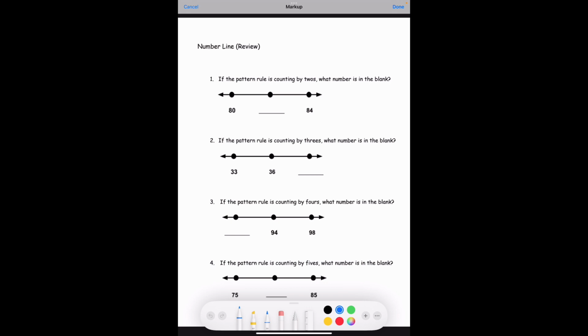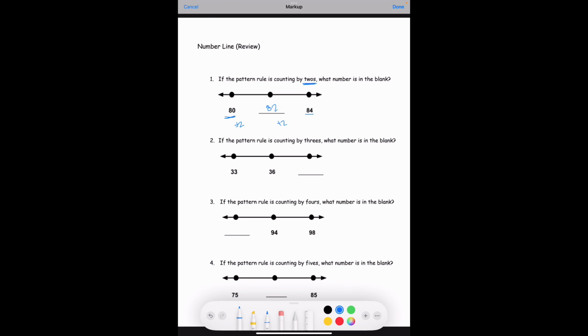Number 1. If the pattern rule is counting by 2s, what number is in the blank? So it's counting by 2s. So like the pictures we saw, we have 80, and we're counting by 2s. So we're just going to add 2 to 80. So 80 plus 2 will equal 82. And from 82, if we're counting by 2s, we have to add 2, which would equal 84. So that is the correct answer.